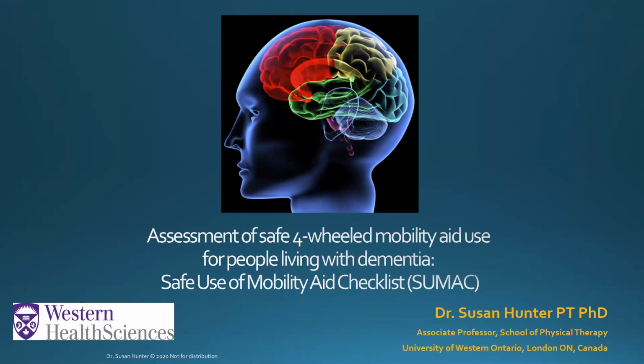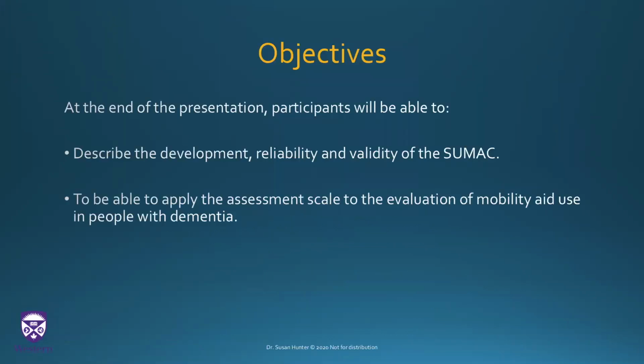So for this particular presentation, the objectives are that at the end of the presentation, I would like you as the participants to be able to describe how we came up with the development and our evaluation of reliability and validity of the SUMAC, which is the Safe Use of Mobility Aid Checklist. And that is going through the components of this assessment scale so that at the end you'll be able to apply the assessment scale to the evaluation of mobility aid use in people with dementia.